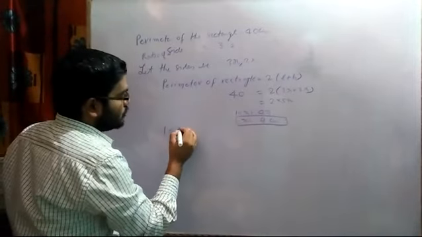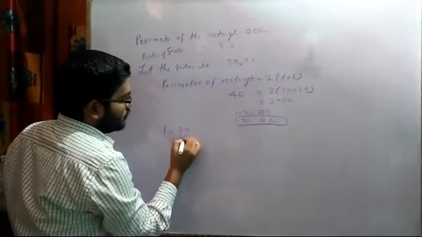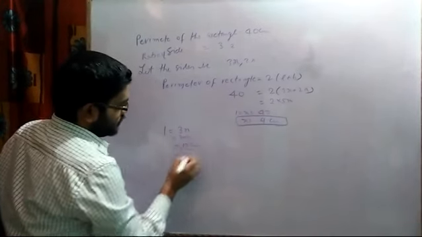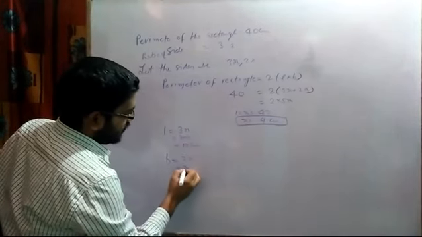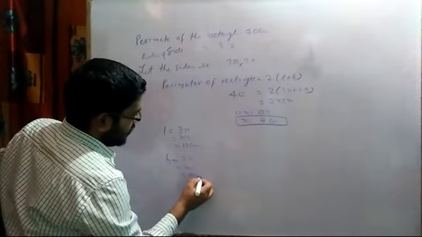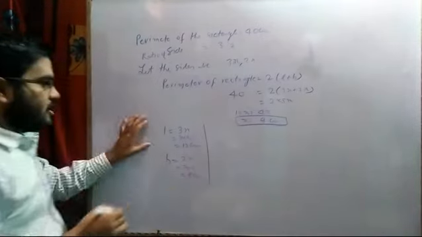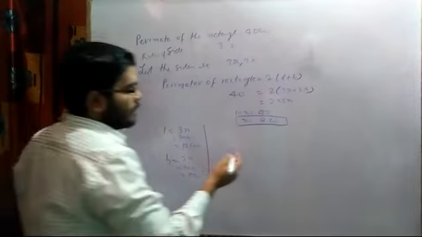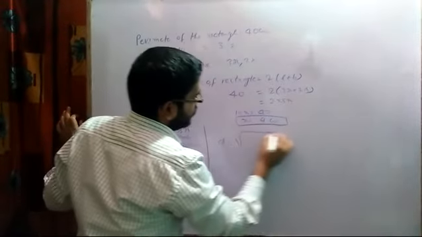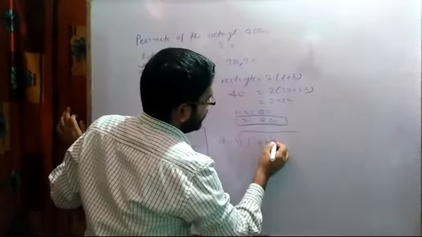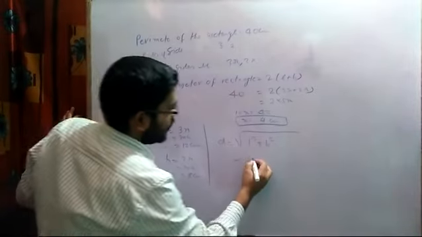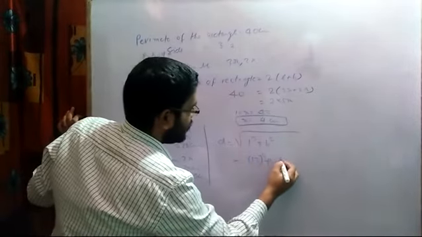Therefore, length is equal to 3x, 3 into 4, that is 12 centimeter. Breadth is equal to 2x, that means 2 into 4 is equal to 8 centimeter. Correct? Length you are having, breadth you are having. Now we have to find the diagonal. So diagonal is equal to root under L square plus B square. What is my L? L is 12. 12 square plus 8 square.